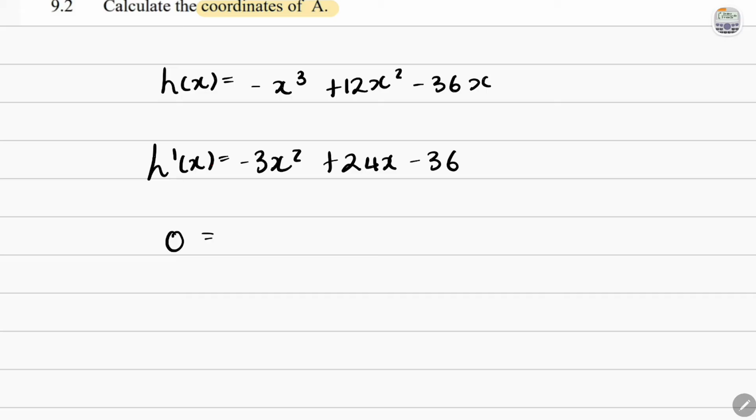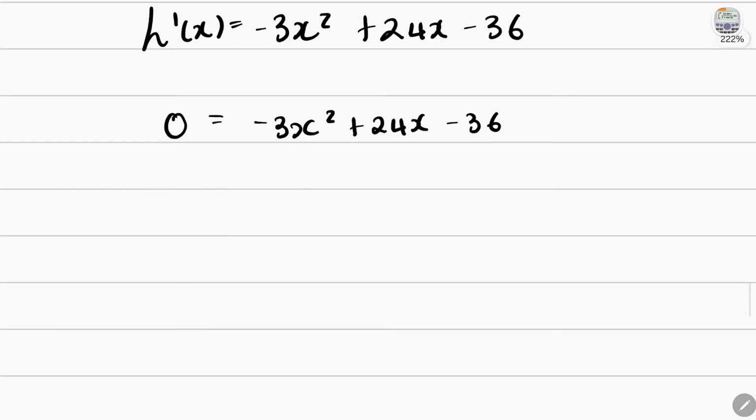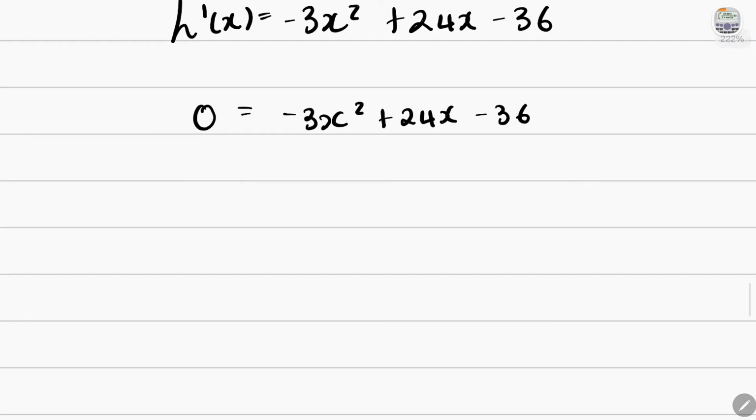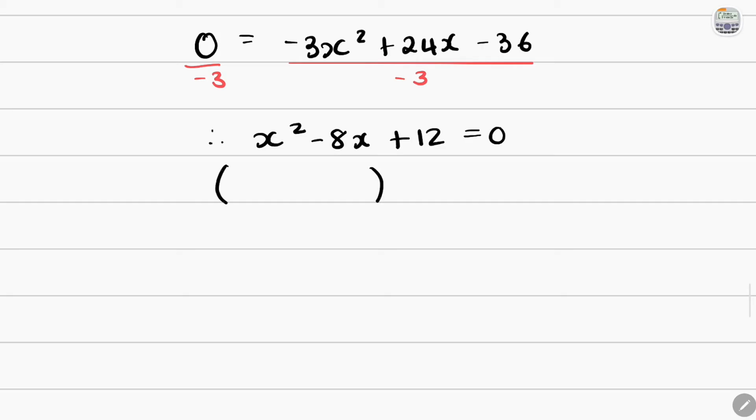Okay, so then we rewrite this. And then you see that they're all divisible by negative 3. So we can divide both sides of this equation by negative 3. They have a common factor. So therefore, now we have x squared minus 8x plus 12 is equal to 0. Okay, factorize, open up two brackets, set it equal to 0.